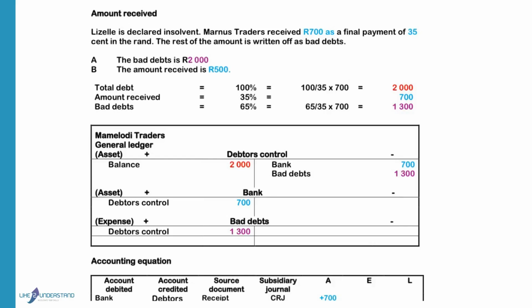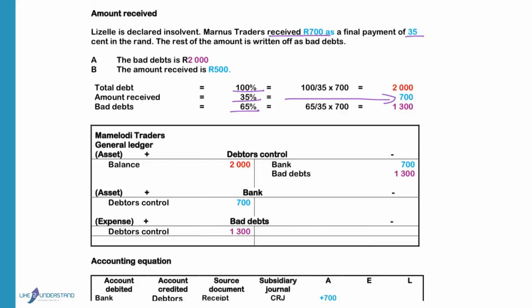Zelle is declared insolvent. Marnus Traders received 700 as a final payment of 35 cents in the rand. So the amount received is now given. The total debt is 100%. The amount received is 35% of the debt, and bad debt is 65% of the total debt. The amount received is given, so 35% equals 700.